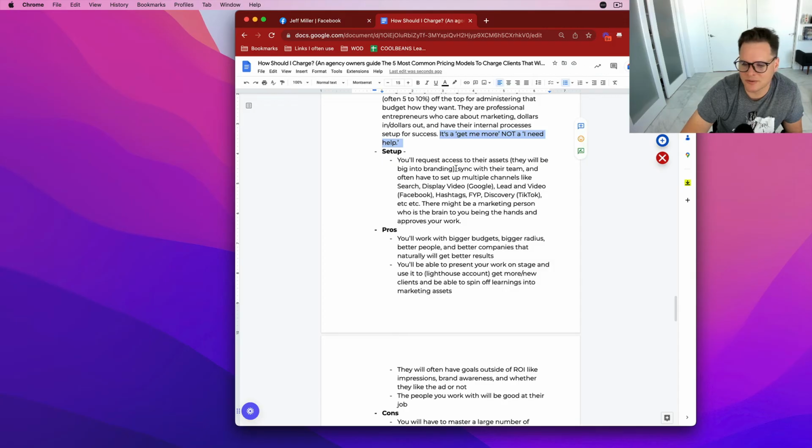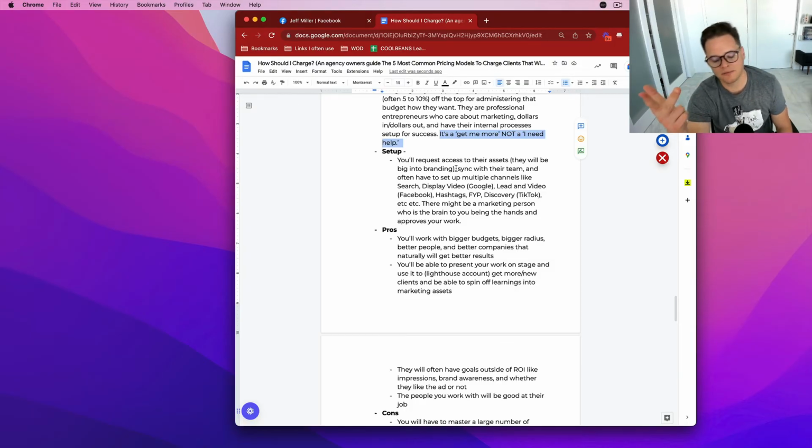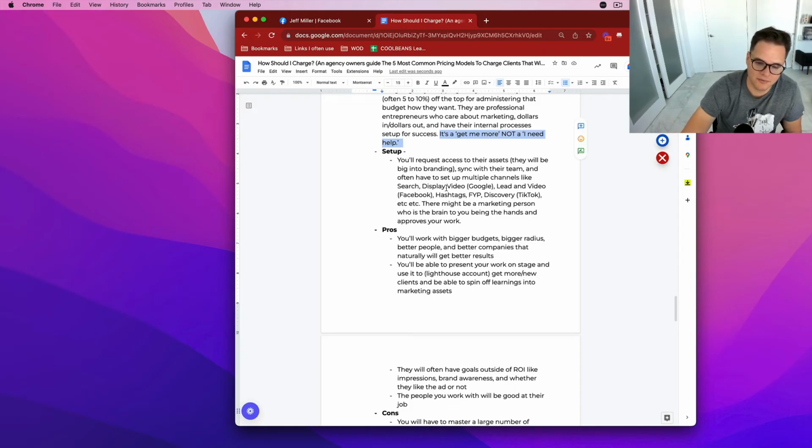You'll probably sync with their team every now and then and set up multiple marketing channels like search, display, and video on Google, lead and video on Facebook, hashtags for your pages, discovery on TikTok, et cetera. And there might be a marketing person who is the brain and you are the hands, a get-your-work-approved type relationship.